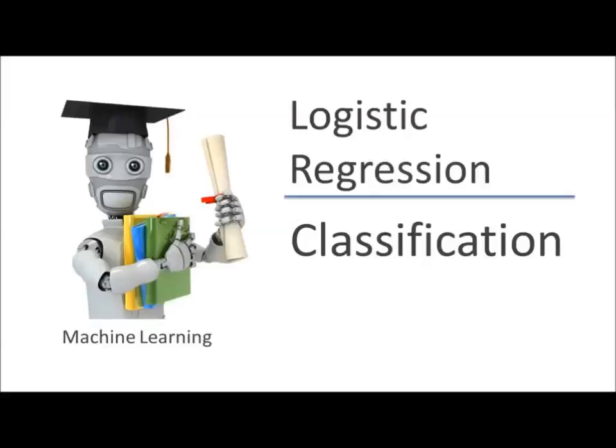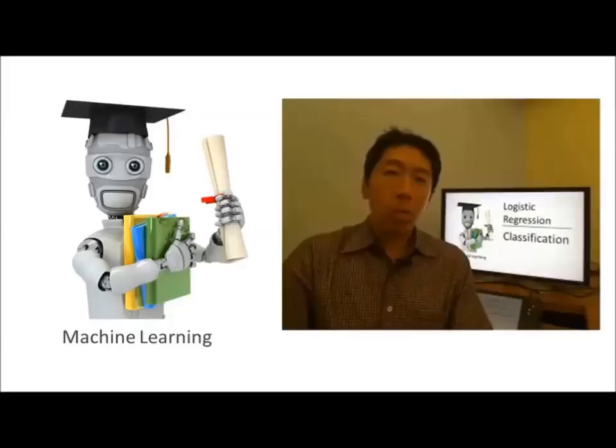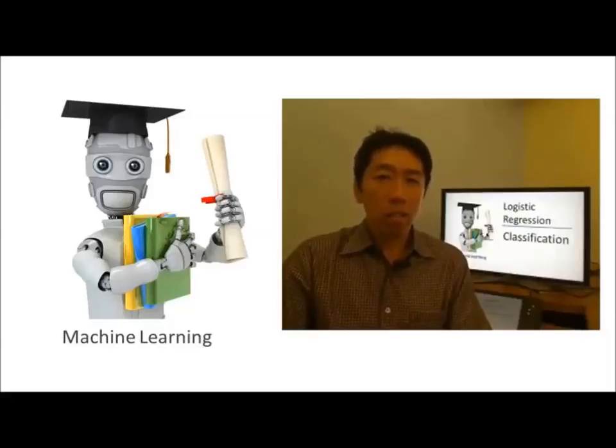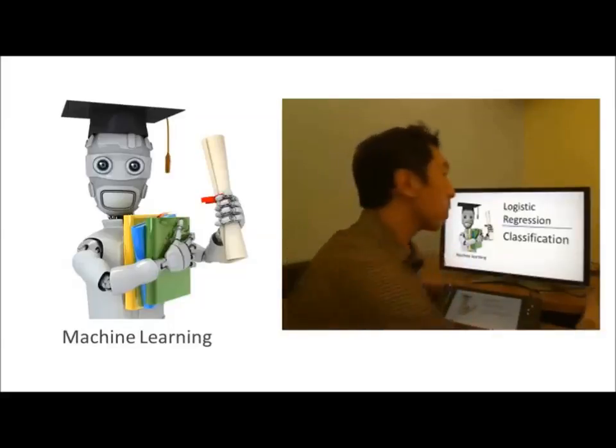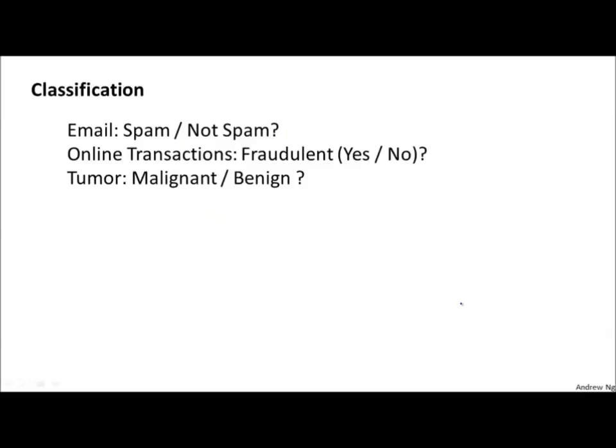In this and the next few videos, I want to start to talk about classification problems where the variable y that you want to predict is discrete valued. We'll develop an algorithm called logistic regression, which is one of the most popular and most widely used learning algorithms today. Here are some examples of classification problems.